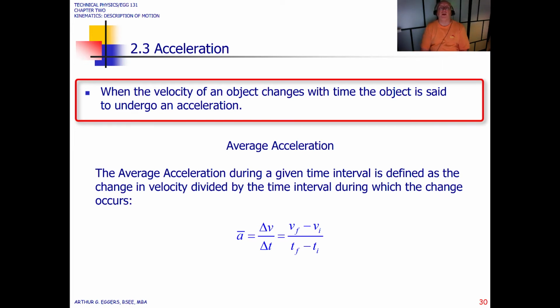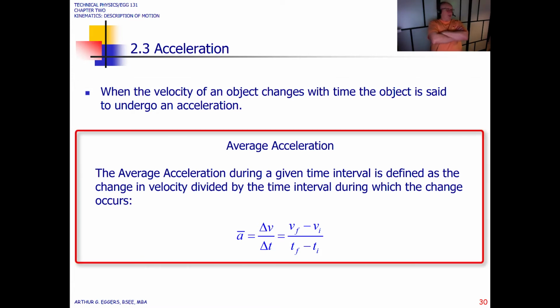So what we're looking at here is something that is a rate, and the rate in this case is adding another unit of time into the denominator from velocity. So just like we started off defining the average velocity, let's take a look at defining the average acceleration. The average acceleration during a given time interval is defined as the change in velocity divided by the time interval during which that change occurred.